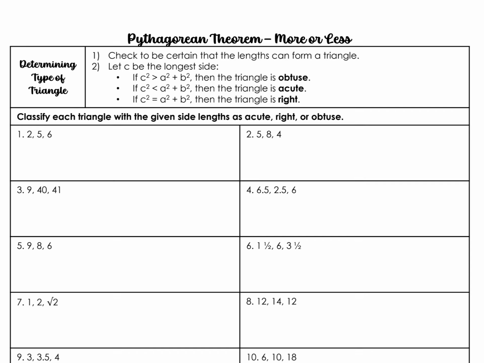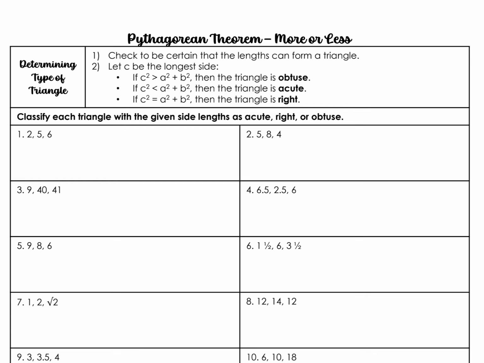In this video, we're going to learn about the Pythagorean theorem, more or less. We're determining what type of triangle it is. Our step one is going to be super important. In step one, we're checking to see if this is even a triangle.